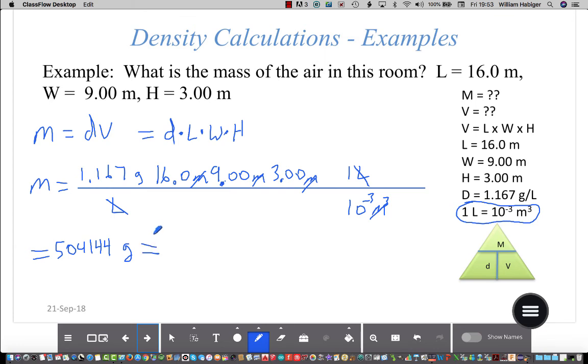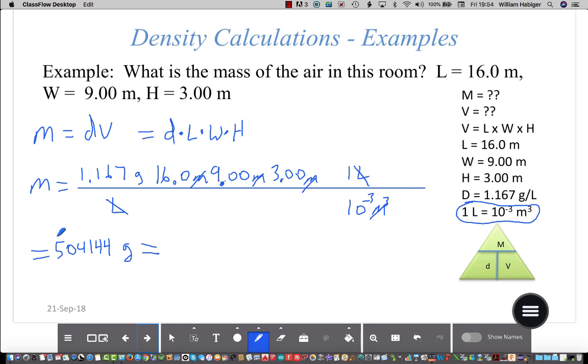So the next step is to figure out how many sig figs to round it to. So remember, since we're multiplying and dividing, we go with the least number of sig figs. 1.167 has 4 sig figs, 16.0 has 3, 9.00 has 3, 3.00 has 3. And then our conversion factor, that is true by definition, so it's going to have an infinite number of sig figs. Of those 4 measurements, the least number of sig figs is 3 sig figs, so that means our answer is only good to 3 sig figs.